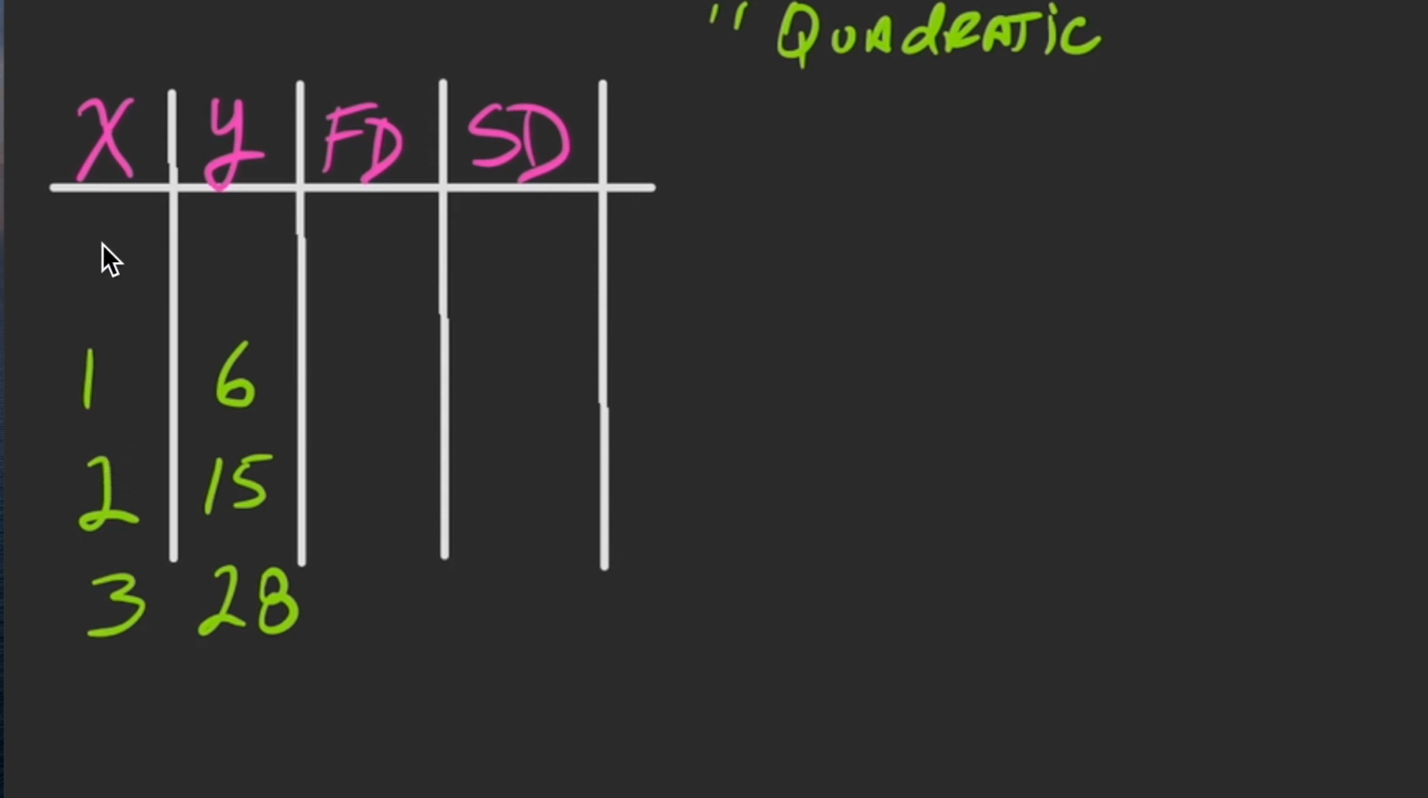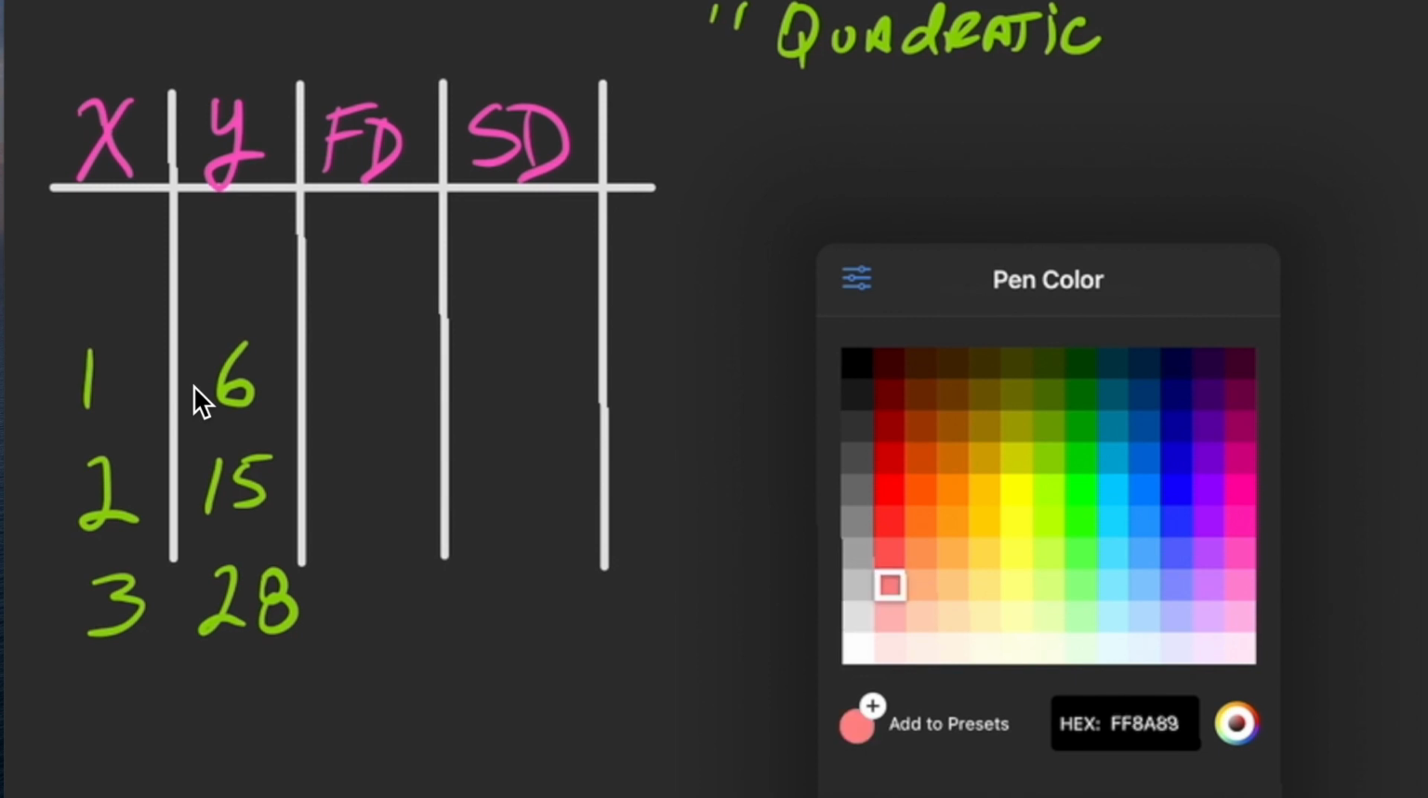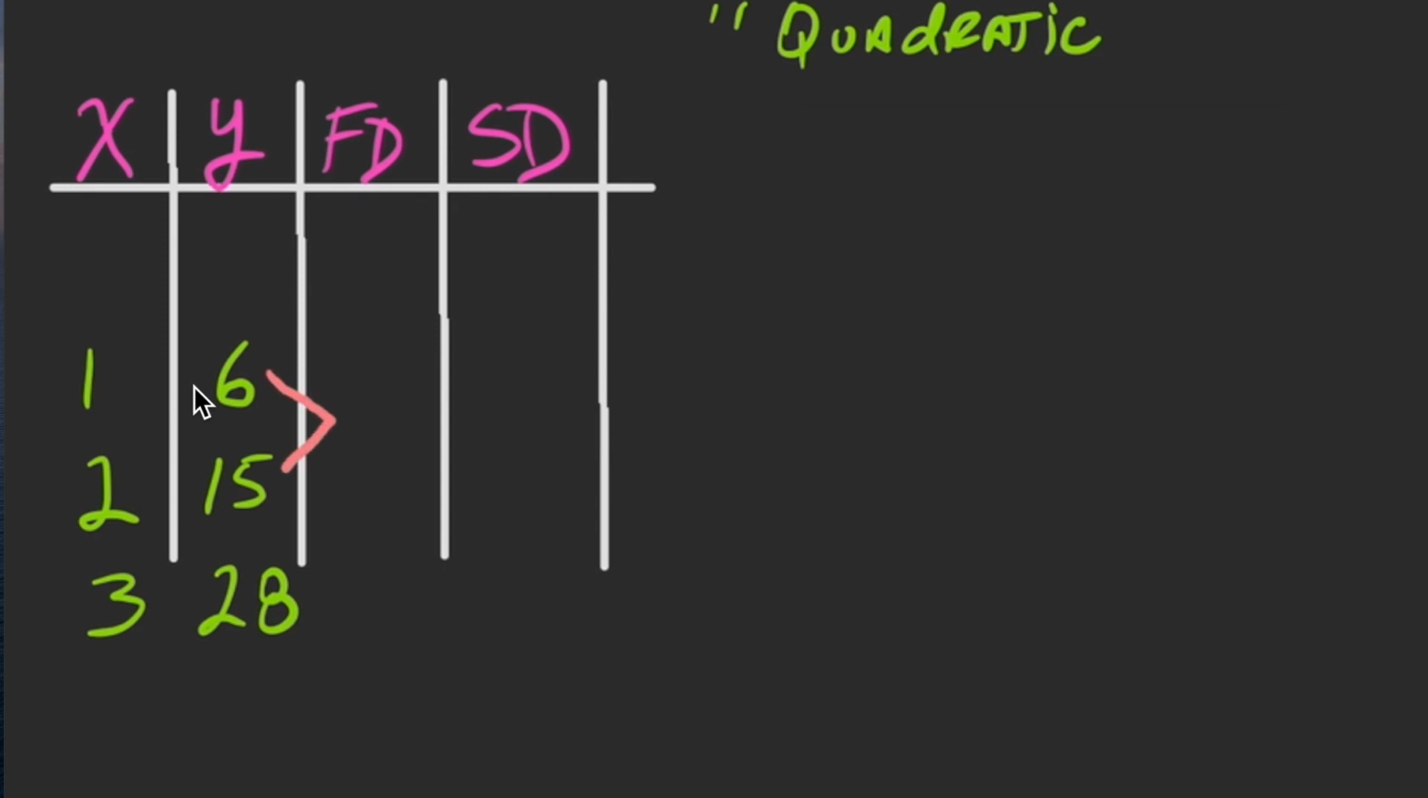So let me show you how you can actually create the xy coordinates that precede the 1, 6 that you see here. First thing we want to do is find the first difference. And again, we know ahead of time that this is a quadratic function. So we're going to do 15 minus 6, which gives us a first difference of 9. Then 28 minus 15 gives us a first difference of 13 here. These are not the same. That means it is not linear, but we know that ahead of time.